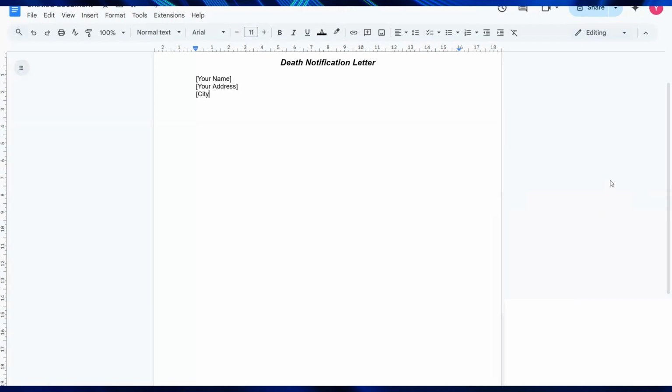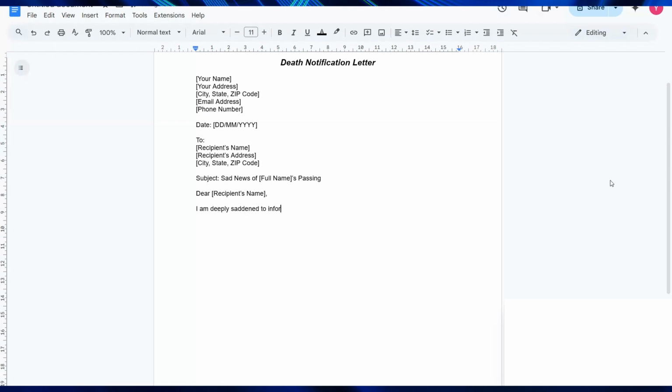You begin with your contact details and the date followed by the recipient's information. The subject line clearly states the purpose, to convey the sad news of someone's death. You address the recipient respectfully and use a compassionate tone to share the news.